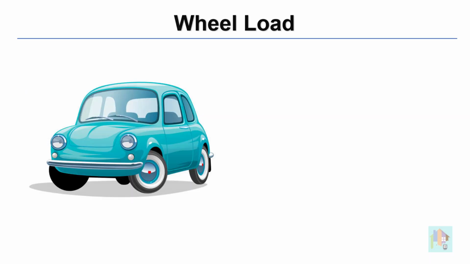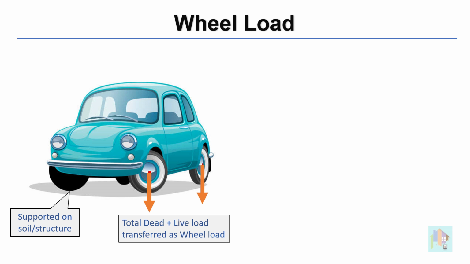Assume a small vehicle with two axles like a car and it is in static condition. All four wheels are in contact with the soil or any supporting structure like a bridge deck or parking platform. From a structural point of view, the total weight of the vehicle plus live load is transferred to the supporting structure at 4 contact points of the wheels.